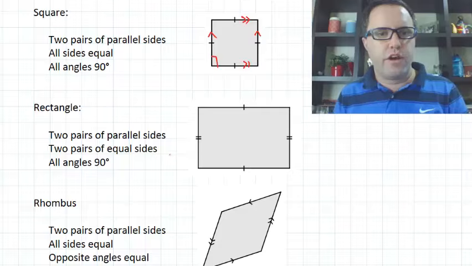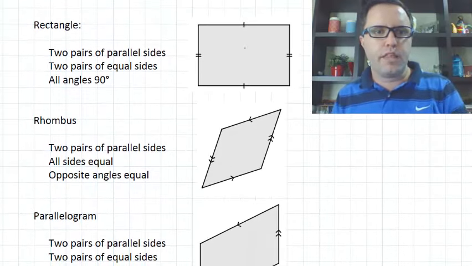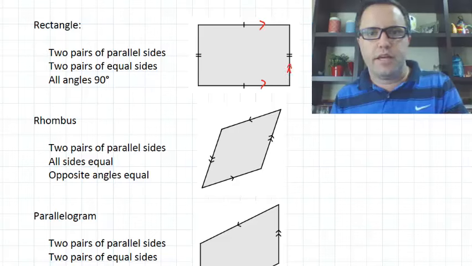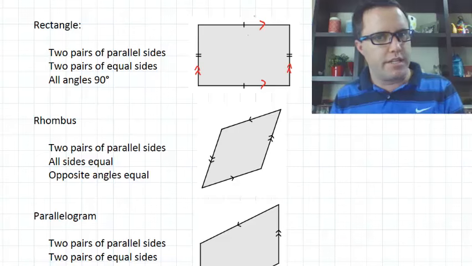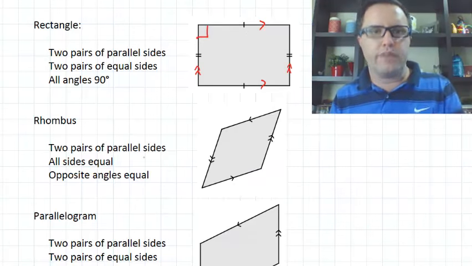Okay, so our rectangle as well also has two pairs of parallel sides. So these ones are parallel and these ones are parallel. It has two pairs of equal sides this time, so the opposites are equal to each other. And again, all the internal angles are 90 degrees.